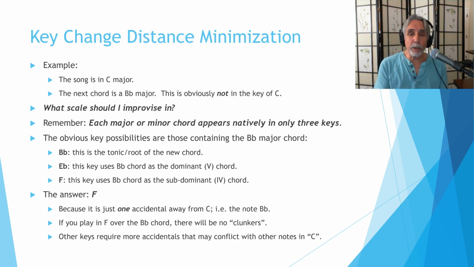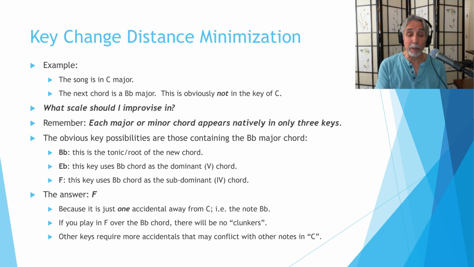Key distance minimization is something I developed in my own little head about how to figure out what to do when you're confronted with a situation that is uncertain. For example, I'm in C and all of a sudden I get a chord of B flat. Okay, well, B flat is obviously not in the key of C because the note B flat isn't in the key of C. So the question comes in, what do I play over if I'm jamming away? Well, the answer is every major or minor chord appears natively in only 3 keys. So B flat only shows up in 3 different keys. One of them is not C, by the way.